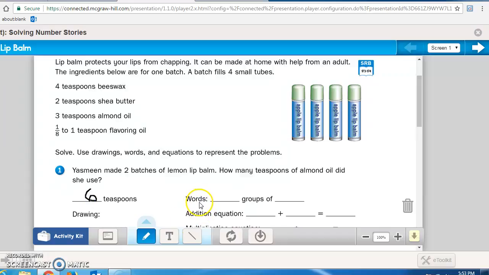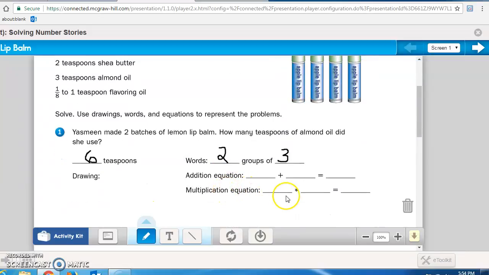Next, how in words? Well, I know I have 2 groups of 3. Right there, I had 3 teaspoons of almond oil. She did 2 batches, so 2 times 3 is 6. My addition equation could be 3 plus 3 is 6. That's how many groups I had. My multiplying equation, 2 times 3 equals 6.